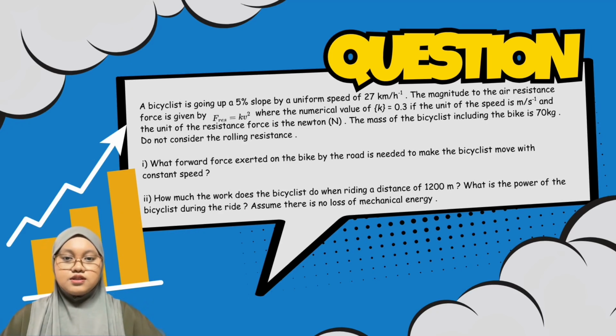For the first question: what forward force exerted on the bike by the road is needed to make the bicyclist move with constant speed? Next question: how much work does the bicyclist do when riding a distance of 1,200 meters? What is the power of the bicyclist during the ride? Assume there is no loss of mechanical energy.